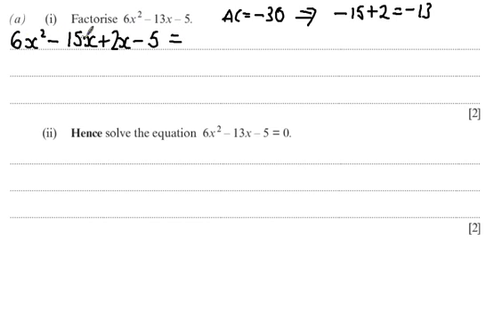And now I can factorise the first two pairs of terms. Common factor there is 3x. Divide 6x squared by 3x, I get left with 2x. Divide minus 15x by 3x, I get minus 5.